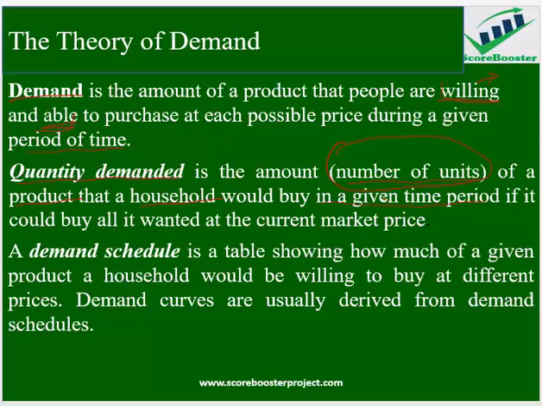Now, the household will buy at a given period of time if it could buy all it wanted at the current market price. That is, whatever I want to buy at the current market price and the units of item I can buy. For example, let's say I want to buy 2 orange bags of cement, and the 2 orange bags of cement may be 2,400 naira as it is now.